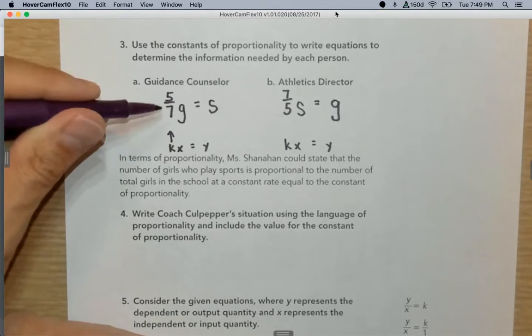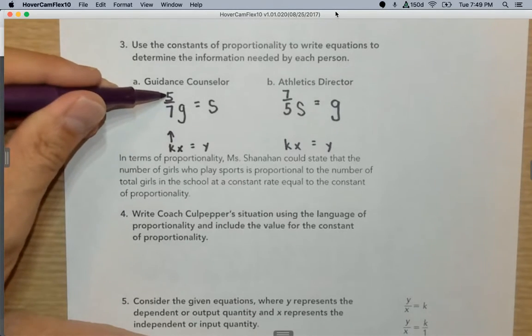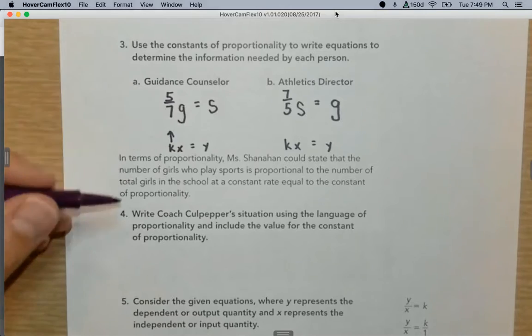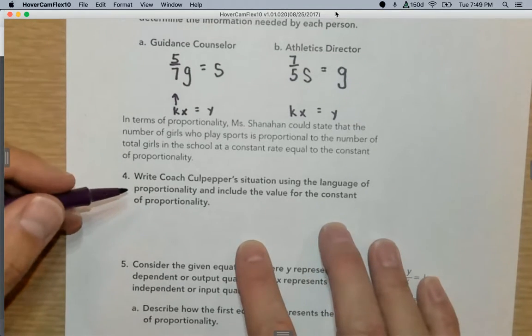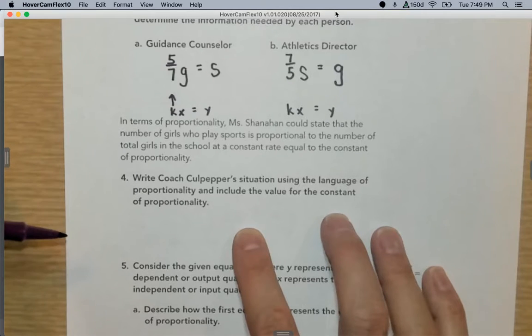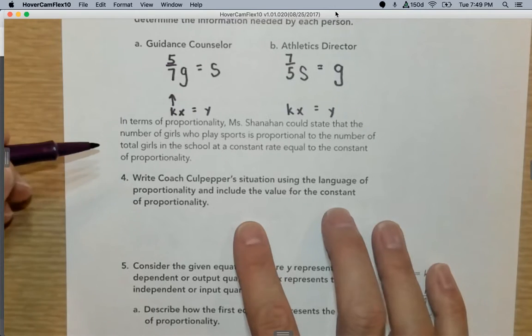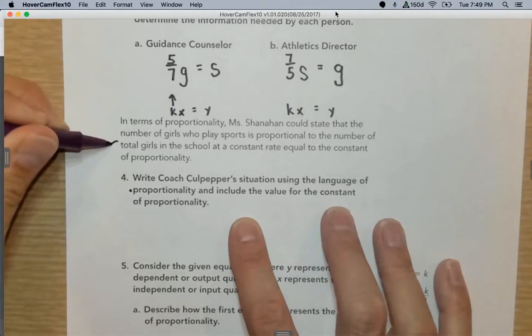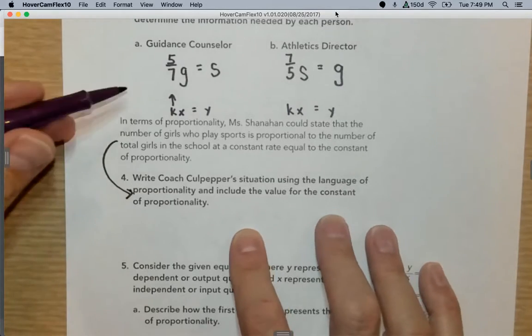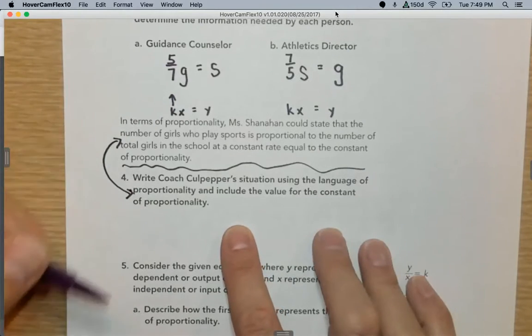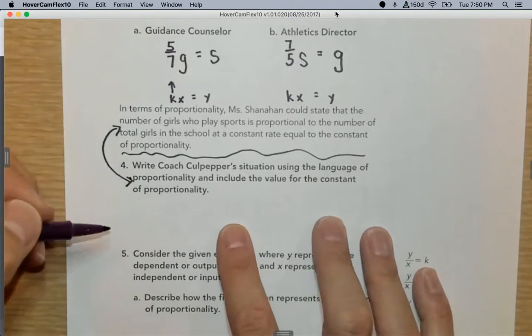So, could say that the girls that play sports is proportional to the total number of girls at the school at a constant rate equal to this. All right. Write Coach Culpepper's situation using the language of proportionality and include the value for the constant of proportionality. This is similar to what we did here. And so that's why they have this here. I was trying to figure out what this is there for, but it's giving me a hint as to what goes there. Okay?